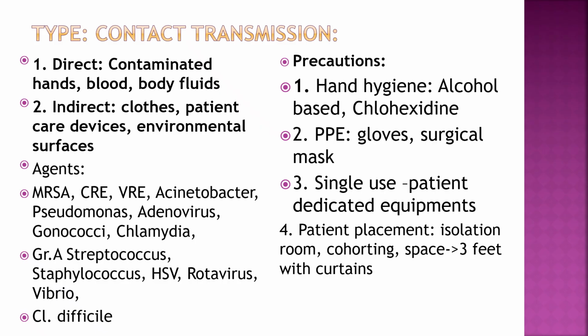The most important step, first one, is hand hygiene. Alcohol based chlorhexidine mixture sanitizer should be used for the hand rub or hand wash. Then personal protective equipment like gloves, surgical mask. Then single use patient dedicated equipment should be there, and the patient should be placed in an isolation room, or cohorting can be done. Cohorting means when the same group of symptoms is present in many patients, then they can be kept in a room together. So the space should be more than 3 feet. With curtains you can isolate the patient.